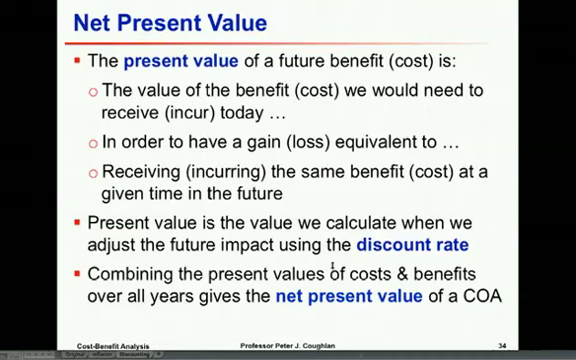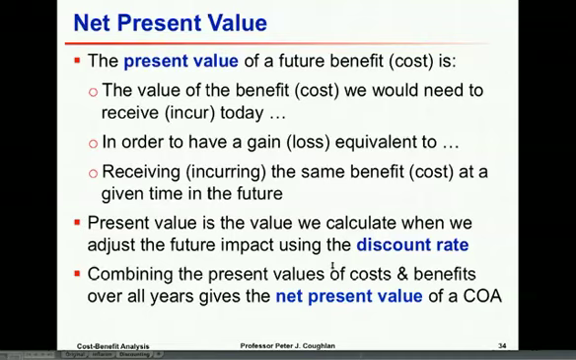So again, the present value of, say, $100, 5 years from now is equal to how much would I have to receive today to have a gain equivalent to what I gain when I receive $100, 5 years from now. But it also applies to cost. So again, reading this in terms of cost, the present value of a future cost is the value of the cost we would need to incur today in order to have a loss equivalent to incurring the same cost at a given time in the future.